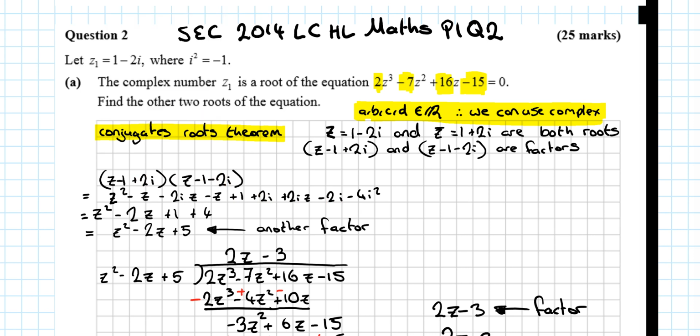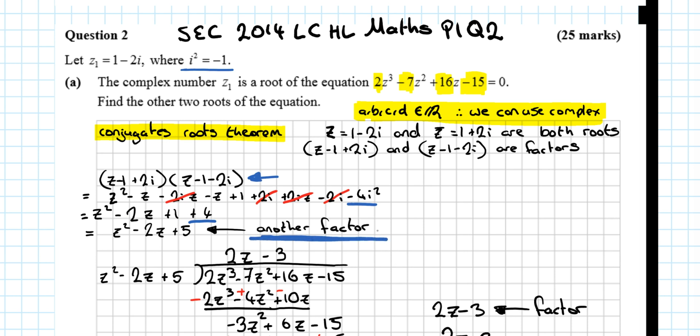And at this point, lots of things cancel. The 2i's cancel. z squared stays as z squared. Minus z and minus z is minus 2z. Plus 1 stays as the plus 1. And the minus 4i squared becomes plus 4 because i squared is minus 1. So if I multiply these two factors together, I get another factor.